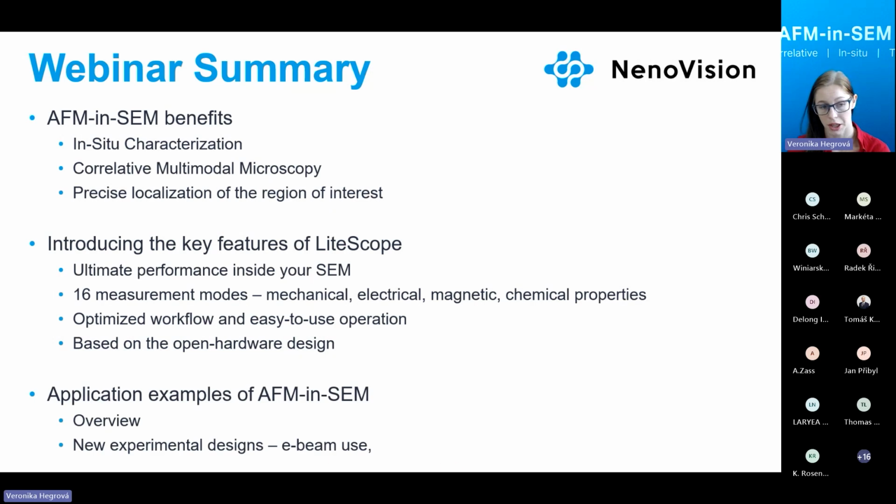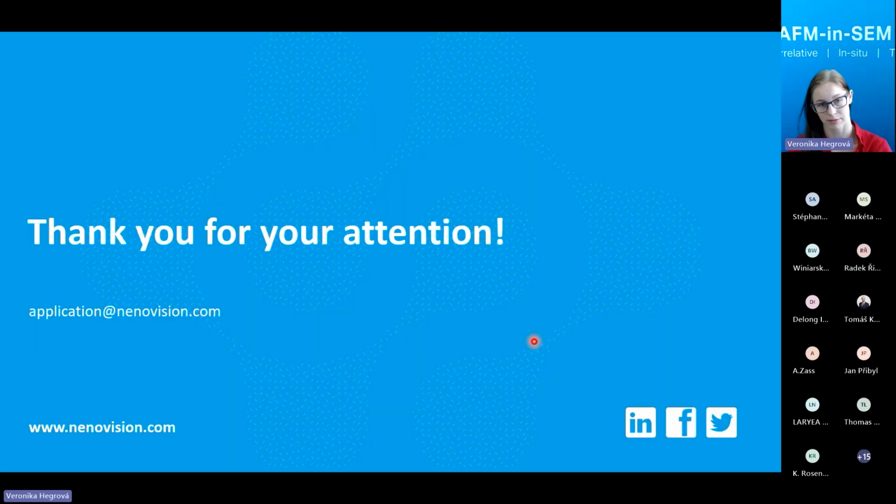Regarding the application examples, I gave an overview of what we have, but there are many more which I didn't have time to go through, and many more new experimental designs, either of e-beam use or controlling the experiment.